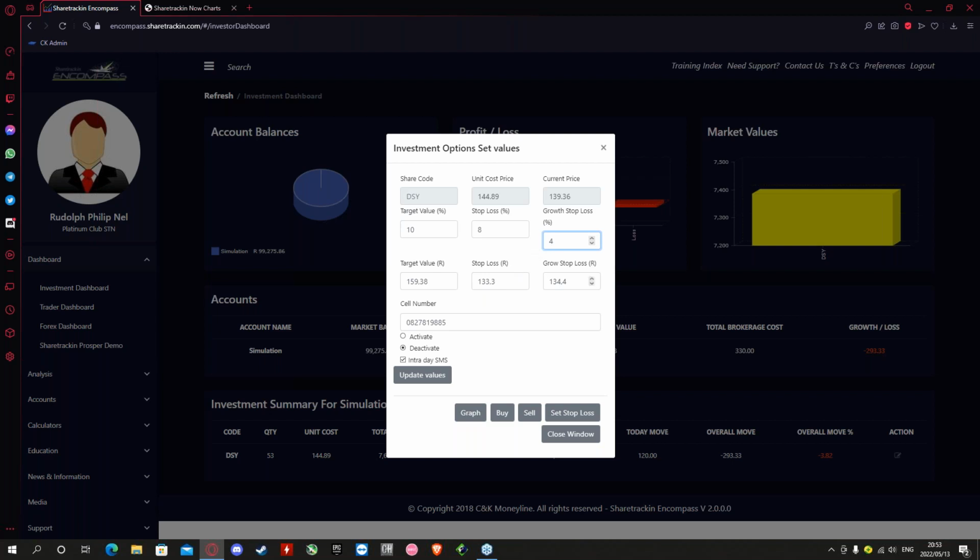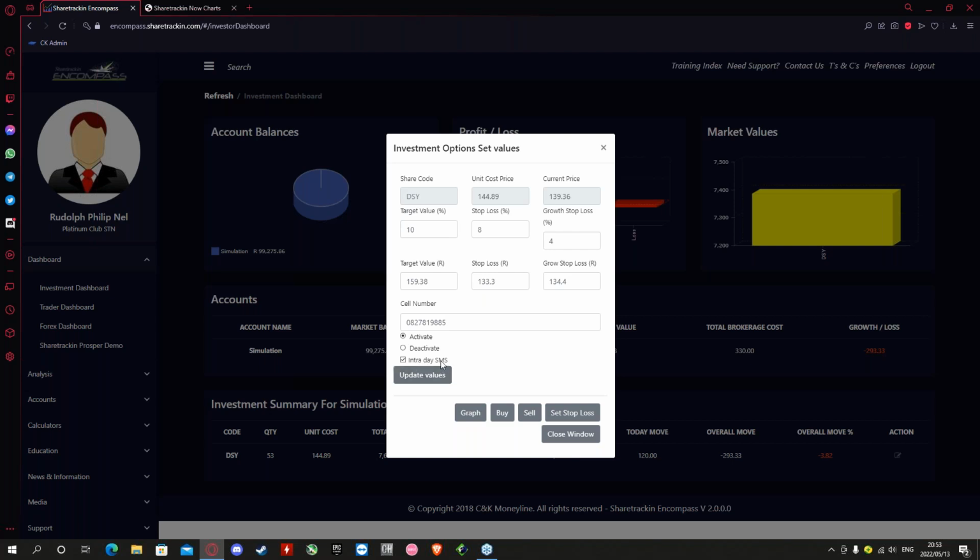Okay, I reset my gross stop loss pricing, I reset my stop loss pricing, reset my target value pricing, and then I just update my values again. Okay, or just update my percentages, okay, with the current price. Then you need to enter your cell phone number. So you put in your cell phone number and you activate. Right, once you've said activate, you can update your values.